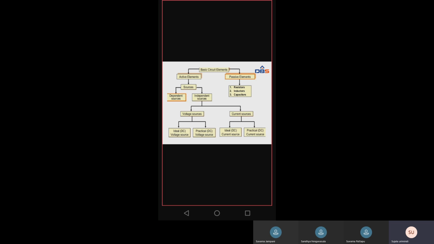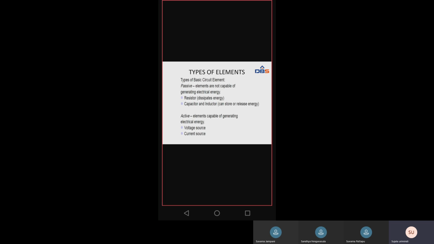Passive elements are those that receive power. Under the passive elements, there are the resistor, inductor and capacitor. Passive elements are not capable of generating electrical energy, but active elements are capable of generating electrical energy. So, under the passive elements, there are the resistor, capacitor and the inductor.